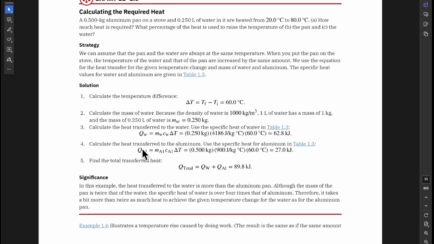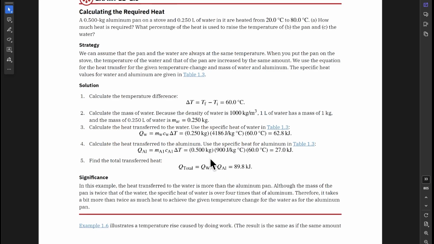Now we're going to do the exact same thing with the aluminum. So once again, the mass of the aluminum is 0.5 kilograms. The specific heat of aluminum is 900 joules per kilogram per degree Celsius, and 60 degrees Celsius is the delta T. So it's 27.0 kilojoules. Add the two together, we get 89.8 kilojoules.